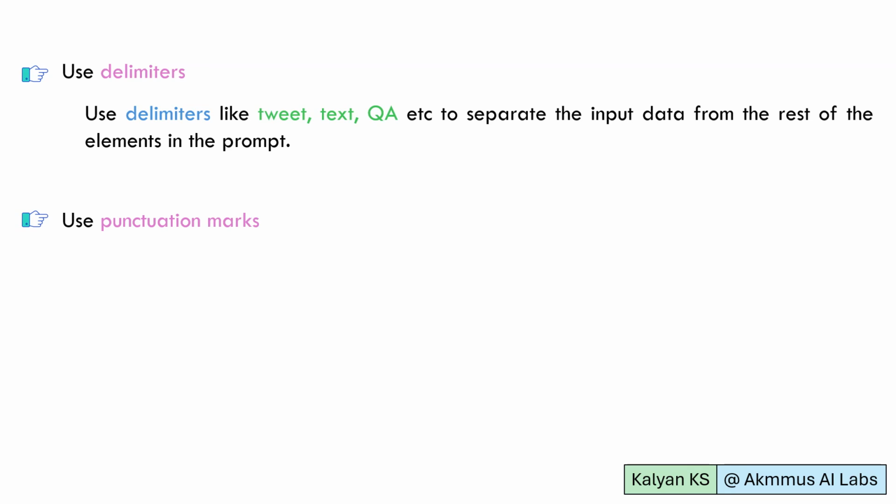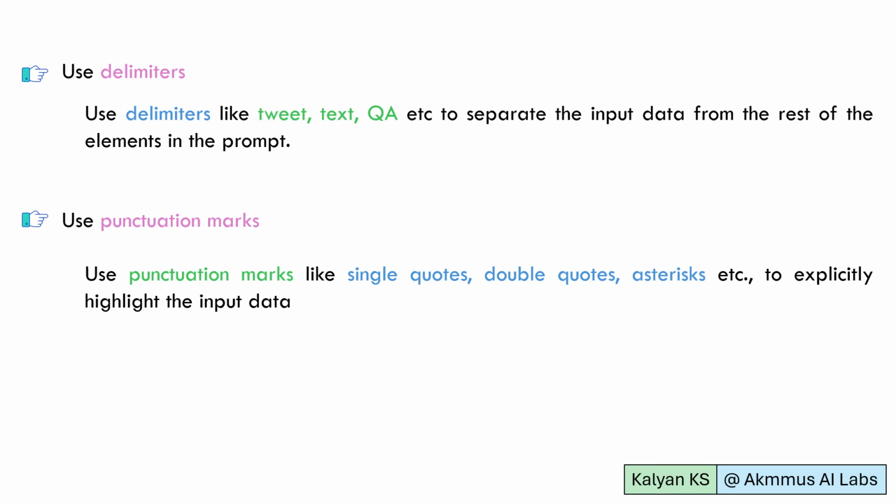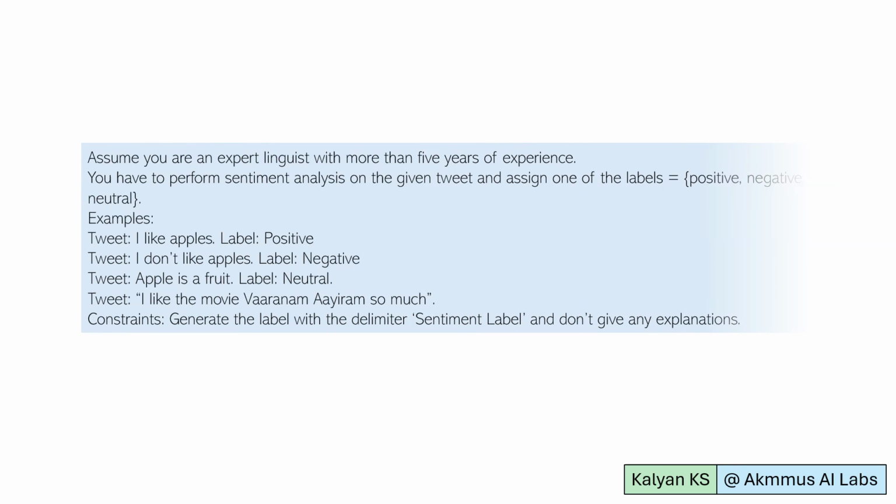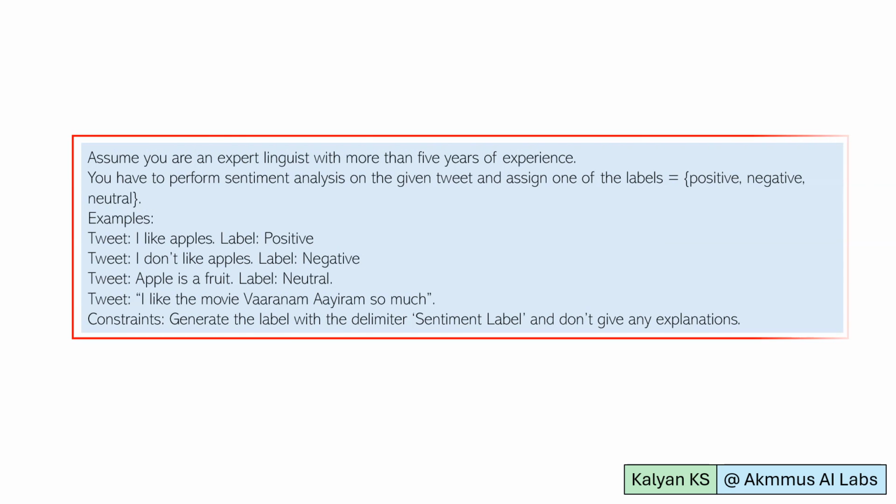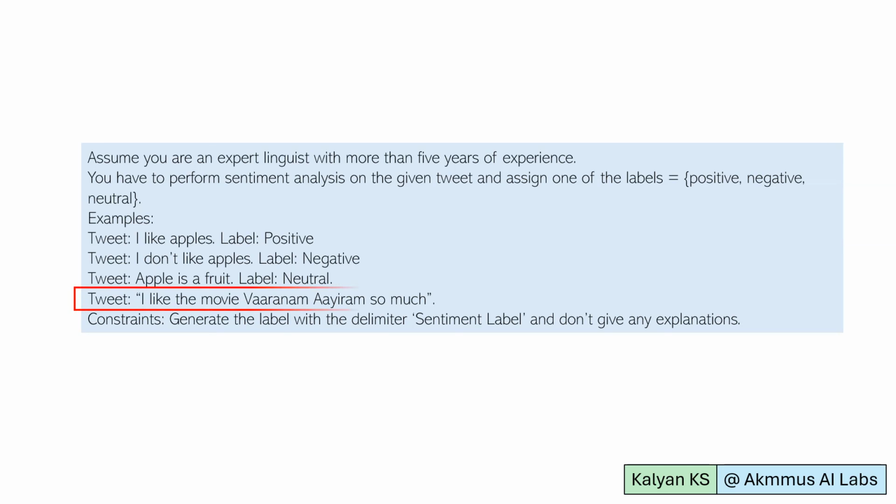The second is, use punctuation marks. Use punctuation marks, like single quotes, double quotes, asterisks, etc., to explicitly highlight the input data. Consider the prompt. Here the prompt does sentiment analysis on the given tweet based on the given example tweets, along with their labels, in the exemplar element. If you observe the data element, tweet text is separated from the rest of the prompt using the delimiter tweet. Moreover, the tweet is highlighted using double quotes. In this way, you can craft the data element.